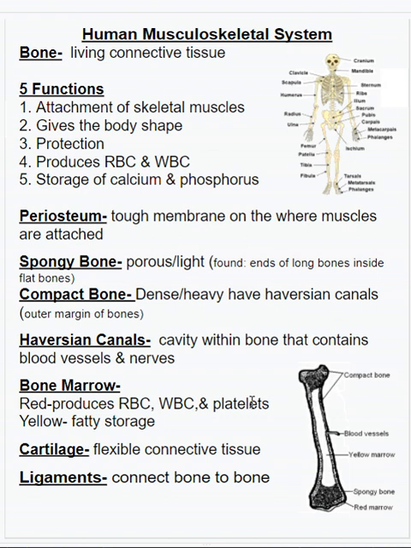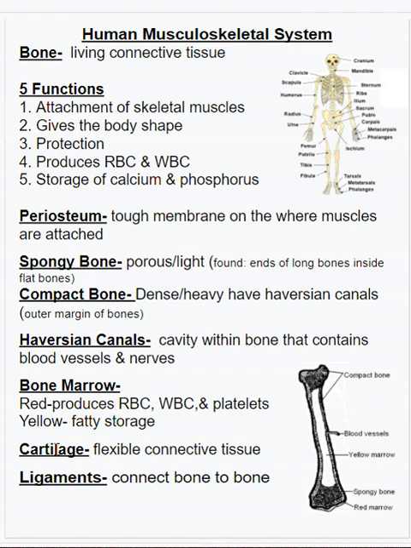Now, yellow marrow is also pretty easy to remember if you think of yellow being the color of butter or fatty foods. Yellow is fatty storage inside of the bones. So a long bone will have a combination of red and yellow marrow for red blood cell production as well as fatty storage.